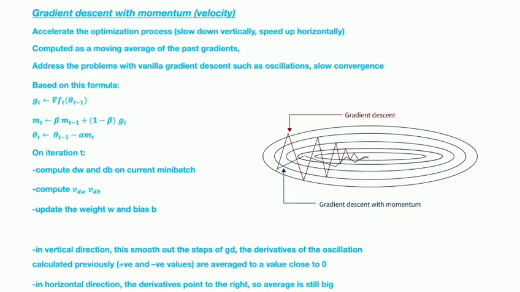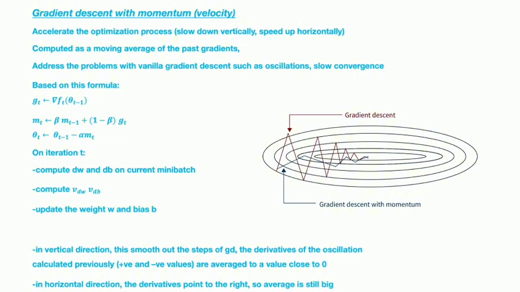The next thing we need to know is gradient descent with momentum. It enhances the traditional gradient descent by incorporating momentum. It accelerates the optimization process. In other words, we want the learning to be slowed down vertically but sped up horizontally. It computes the moving average of past gradients, allowing it to address issues like oscillations and slow convergence encountered with vanilla gradient descent.